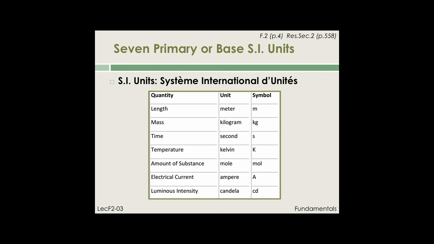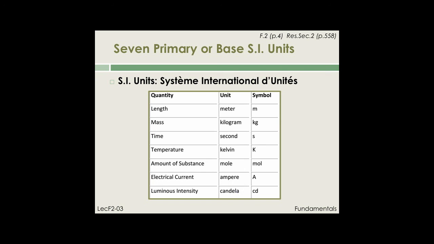The 7 SI units are the meter with symbol m for length, the kilogram with symbol kg for mass, the second with symbol s for time, the Kelvin with symbol uppercase K for temperature, the mole with symbol mol for amount of substance, and also the ampere with symbol uppercase A for electrical current, and the candela with symbol cd for luminous intensity.